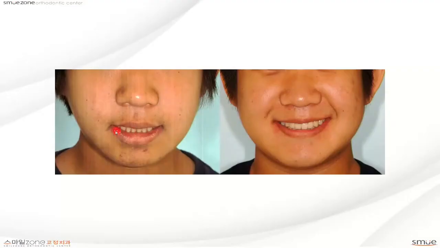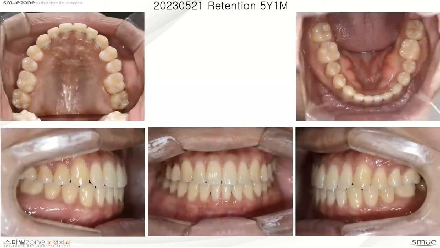Young people like that usually show their gum or the entire crown when they smile. This is the lower incisors before. Now we can see the upper incisors.